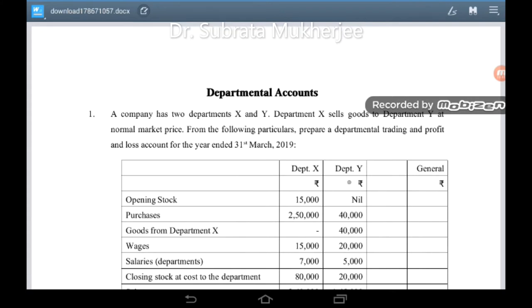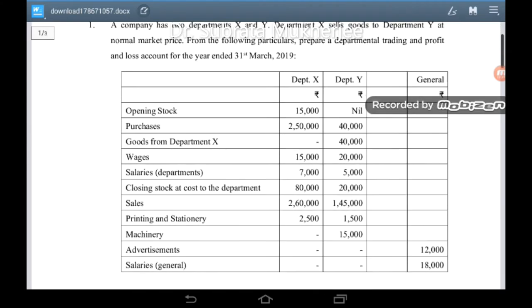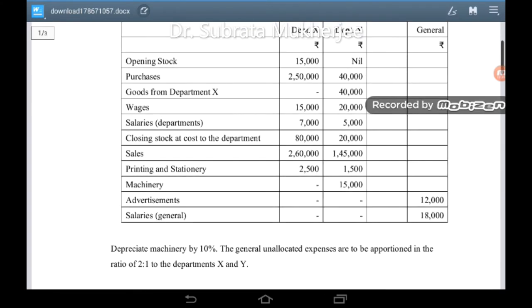Department X, Department Y. Opening stock 15,000, nil. Purchases 2,50,000, 40,000. Goods from Department X 40,000. Wages 15,000, 20,000. Salaries departments 7,000, 5,000. Closing stock at cost to the department 80,000, 20,000. Sales 2,60,000, 1,45,000. Printing and stationery 2,500, 1,500. Machinery 15,000. Advertisements 12,000. And salaries general 18,000.